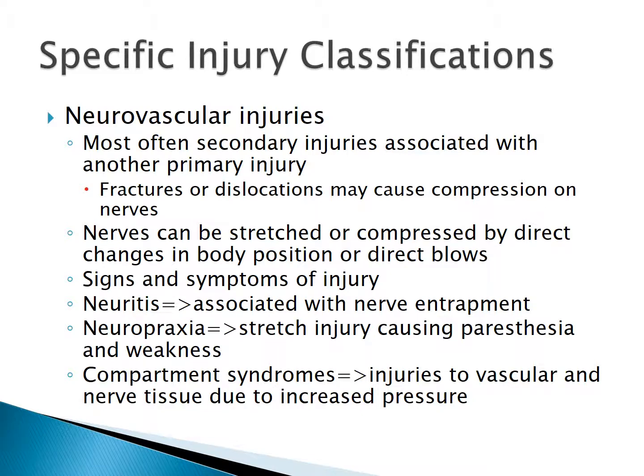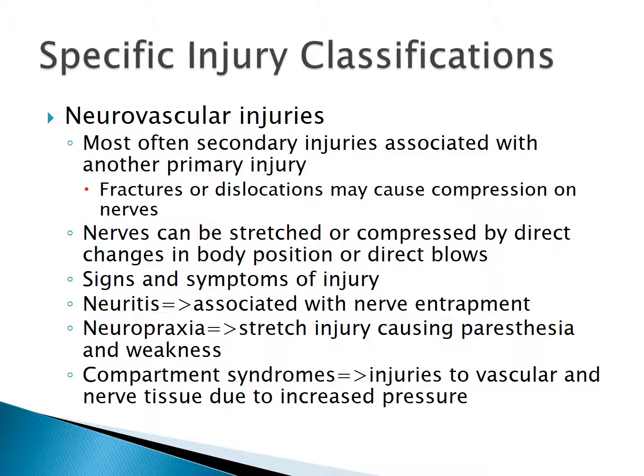Nerves can be stretched or compressed by direct changes in body position or direct blows. Burning pain, radiating pain, and numbness are often associated with nerve injuries. Neuritis is an inflammation of a particular nerve and is associated with nerve entrapment. A stretch injury causing paresthesia and weakness is called a neuropraxia.